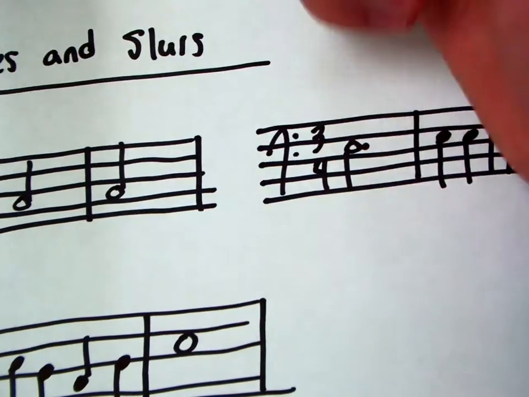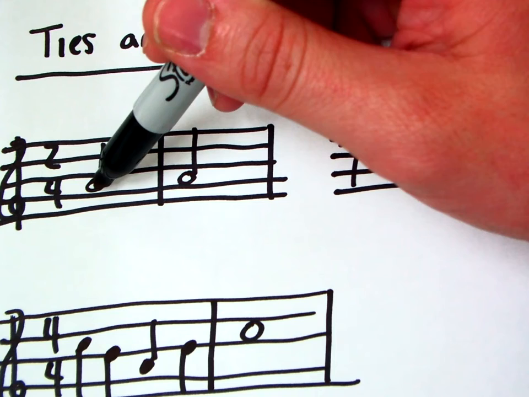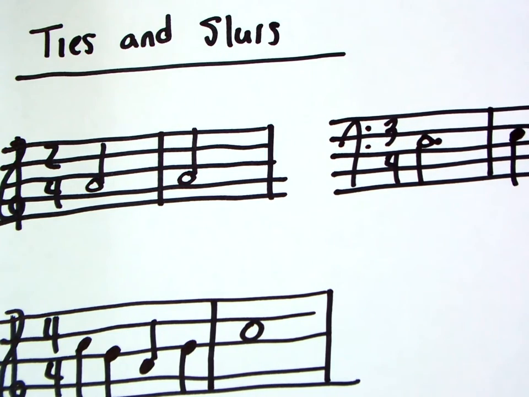Now how we do that first, so say we have two of the same notes, and that's key, right? So we have an A here and we have an A here. If they're different notes, they can't be tied together. Only notes that are exactly the same pitch can be tied together.